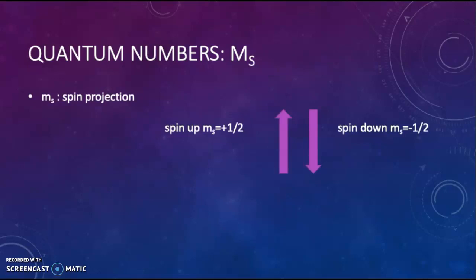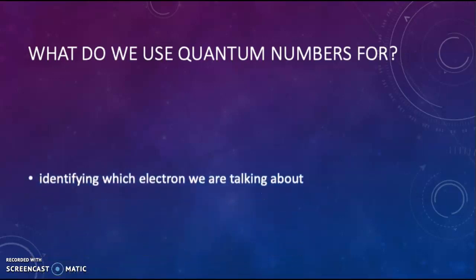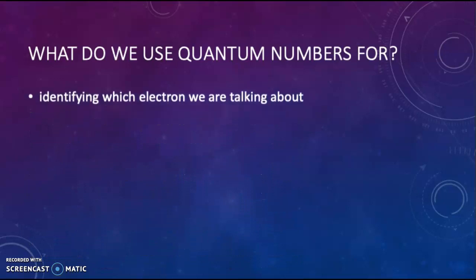All of the quantum numbers are important. You can't find someone's house if you just know their apartment number or just their zip code. And each of these describes something more specific. So you're probably wondering what the heck we use quantum numbers for. One thing we can do is use it like an address to identify which electron we might be talking about.